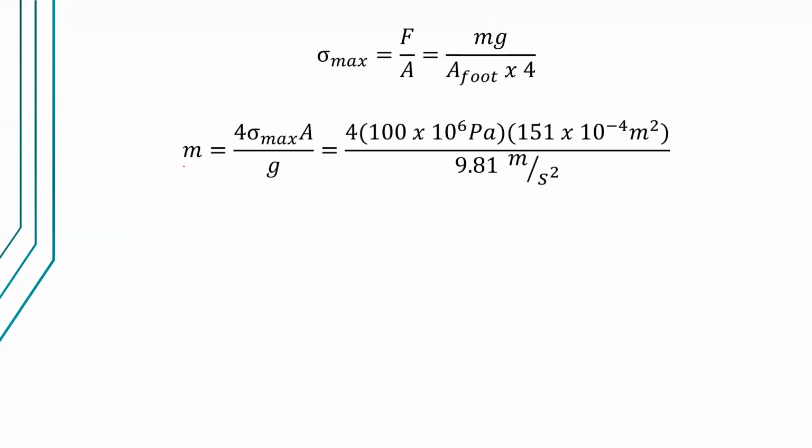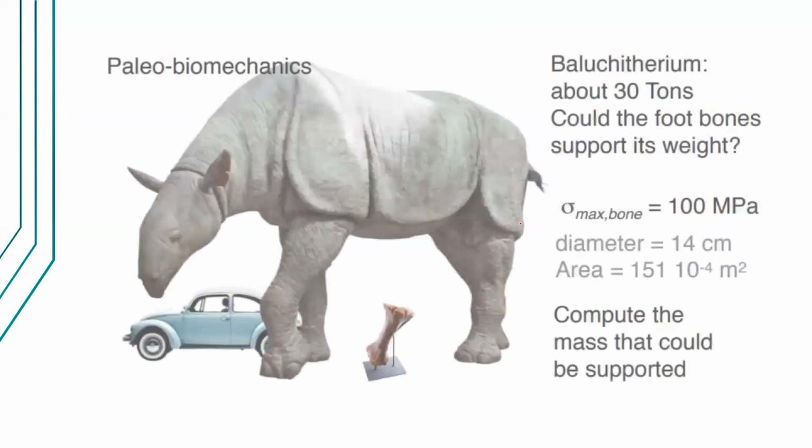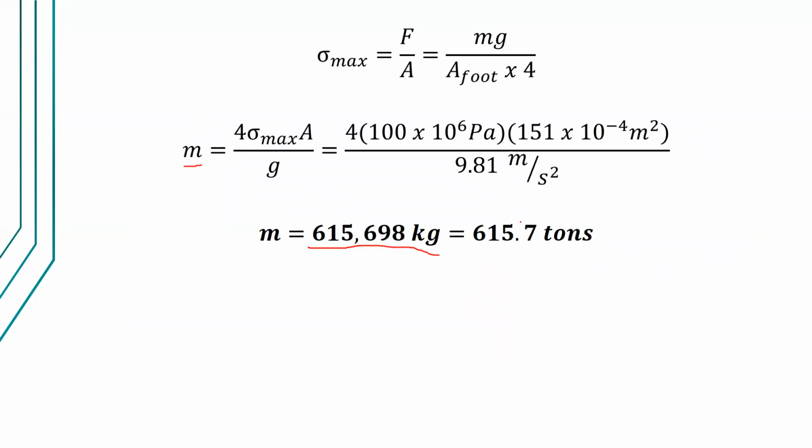Rearranging the equation, we solve for the mass. 4 times sigma max, which is 100 megapascal, times the area, 151 times 10 raised to negative 4, divided by g, which is 9.8, and you will obtain a mass of 698 kilograms. That's equivalent to 615.7 tons. And that's way above the mass of the mammal in question, the Baluchitherium. It's only 30 tons. So it's possible. The weight can be supported by the strength of the bone.